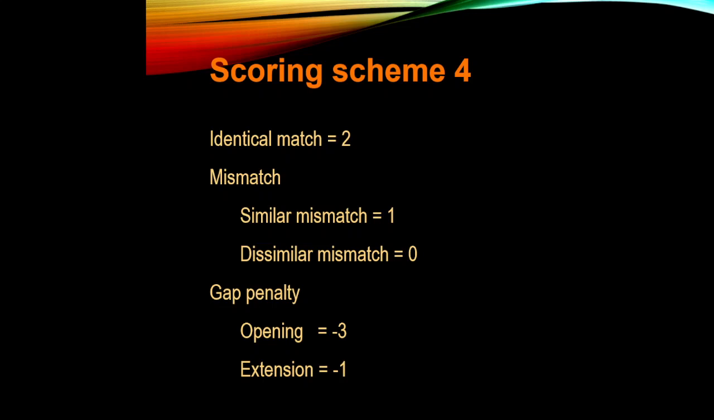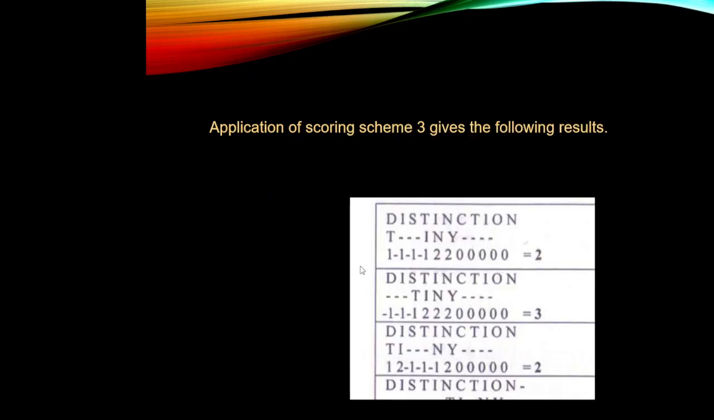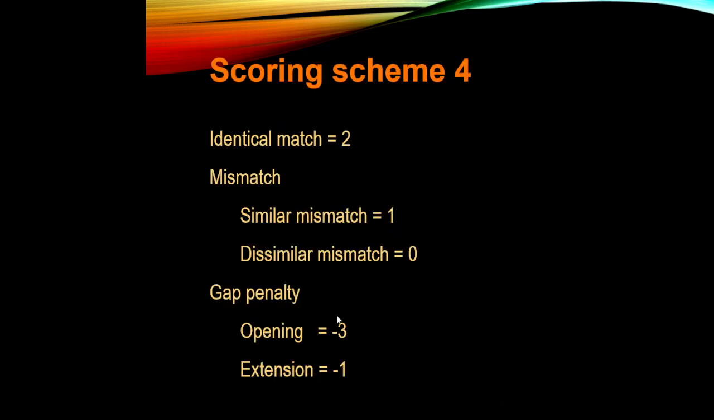Then we are again modifying it in another way. The only difference is that for an opening gap we give -3. Opening gaps are gaps at the beginning, and ending gaps are gaps at the end. For opening gaps we are giving -3, and for ending gaps we are giving -1. So that is the fourth set of rules.